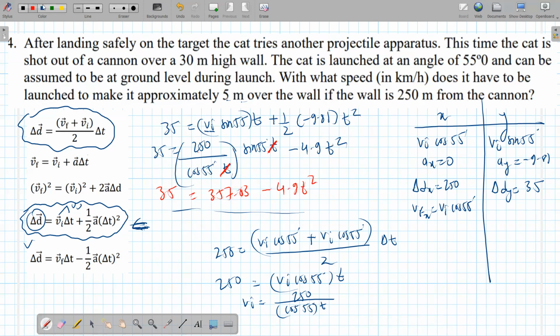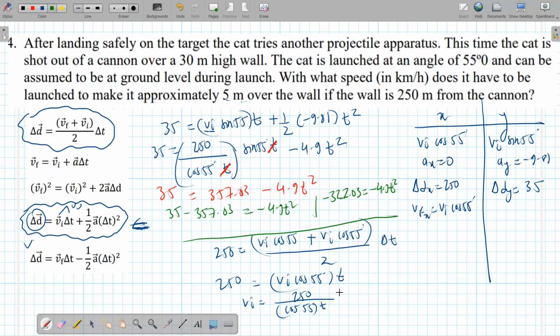Now we subtract it. So we have 35 minus 357.03 is equal to minus 4.9 t squared. So 35 minus this gives me minus 322.03, equal to minus 4.9 t squared.